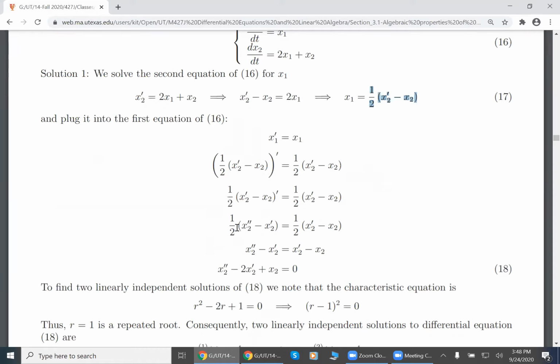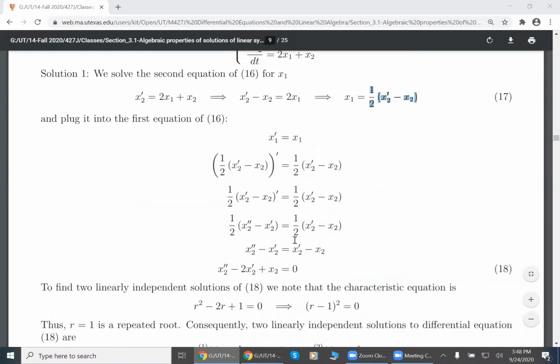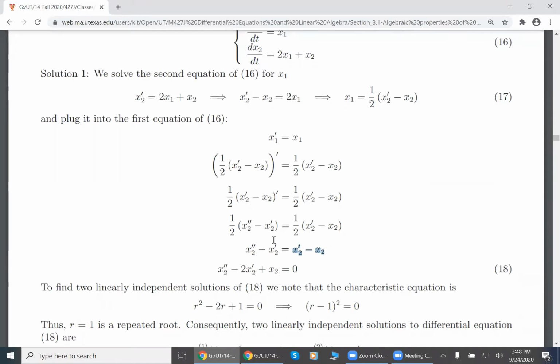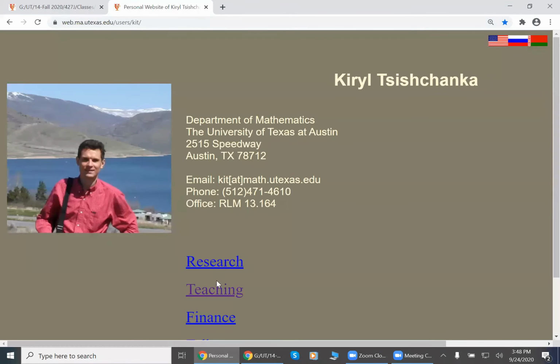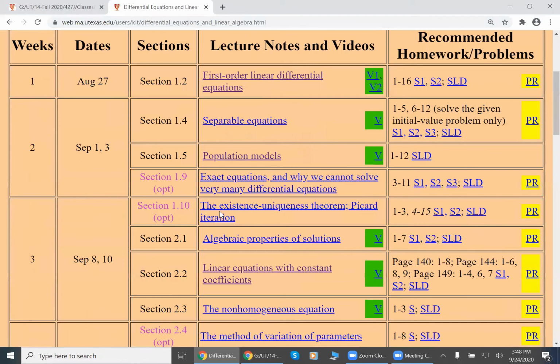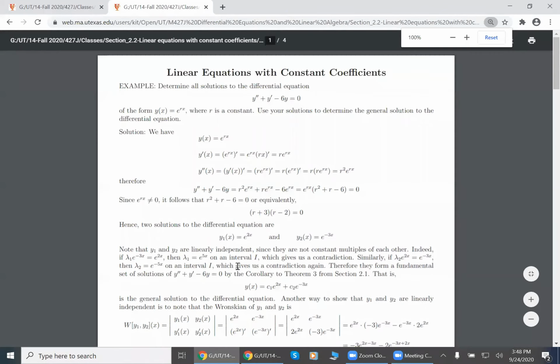Next, in order to get rid of 1/2, we multiply both sides by 2. Done. Lastly, move these two terms to the left and collect like terms. It is a homogeneous second order linear differential equation with constant coefficients. We know how to solve it. In order to solve it, we go back to section 2.2.